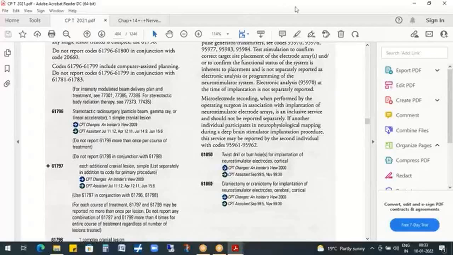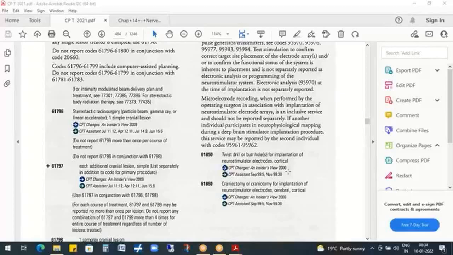Completed. What are your answers? Tulasi, what is your answer? 61797. See, Geeta Kumari, why did you carry 61799 four times? In total, how many simple cranial lesions are they destroying? 6, sir. 6 they are destroying.